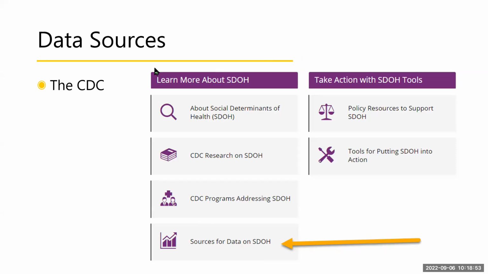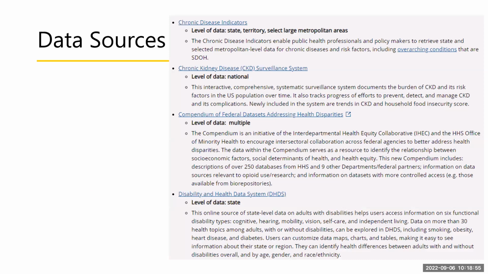So just to give you an idea, I just snipped off here the first few. Chronic disease indicators, chronic kidney disease surveillance system. All of these things are available online for you to take a look at and play with the data. A lot of them have interactive visualizations now, so you can go in and select things and it'll pop up a nice beautiful map for you. It's really nice. So that's one.